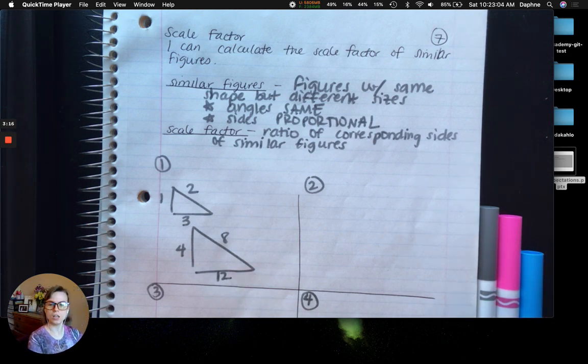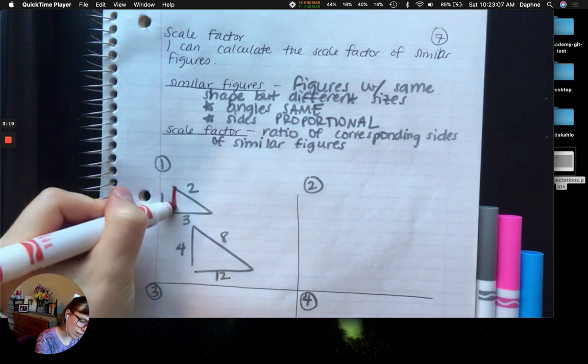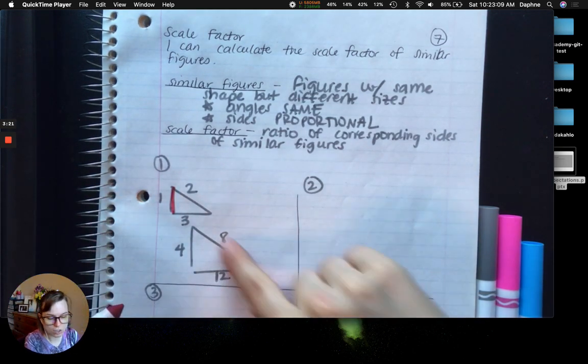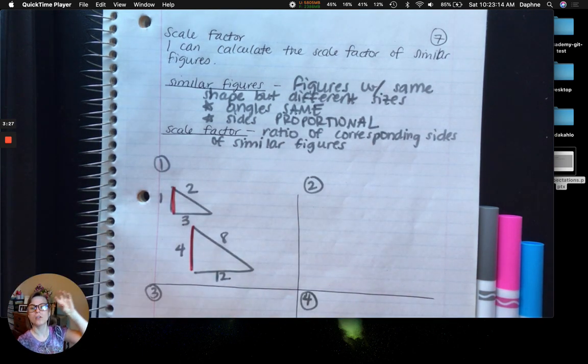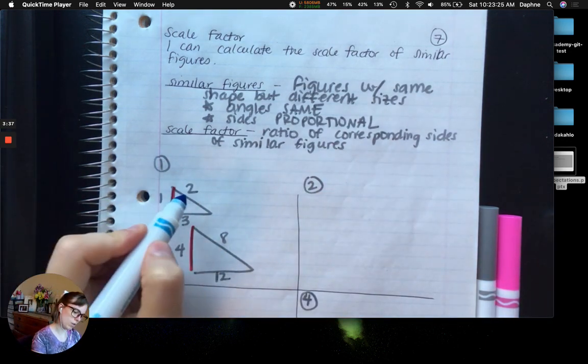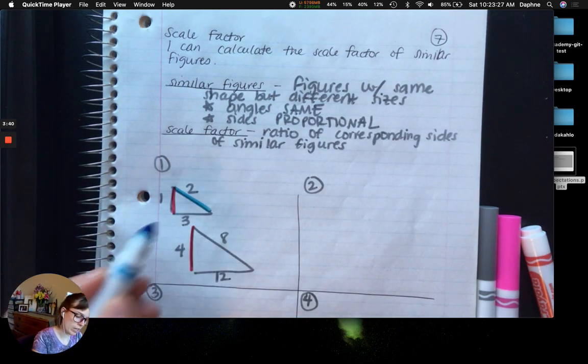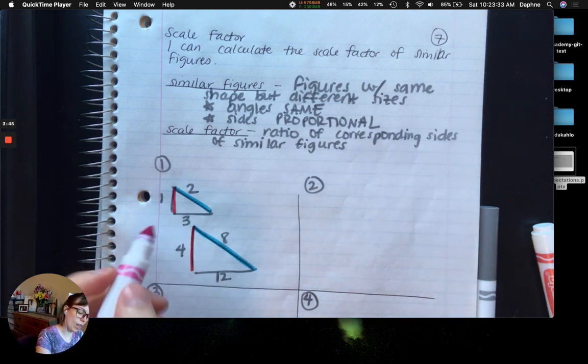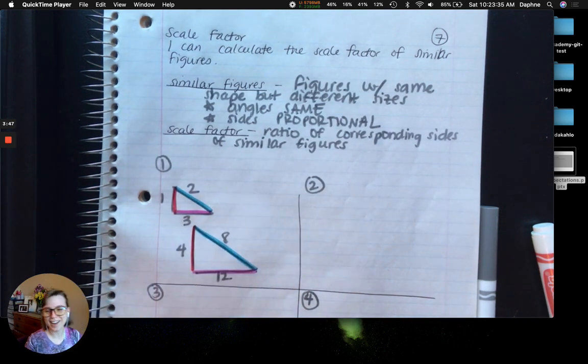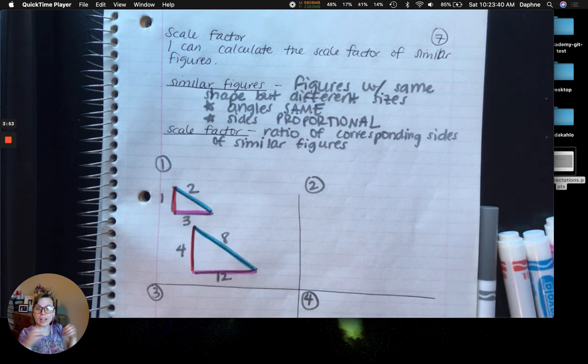This side here is going to correspond to which side on the large triangle? The 4. Now I did purposely write these and draw them so they looked similar in their placement. We're going to get some later that are rotated. So this 1 corresponds to the 4. What does 2 correspond to? 8. And then 3 and the last pair, yeah, 3 corresponds to 12. You got it.